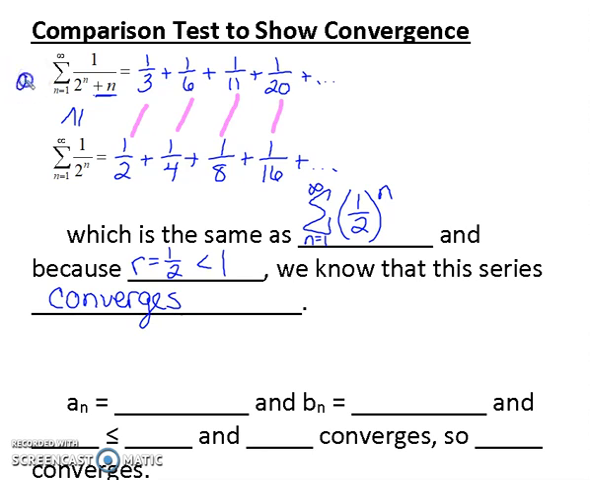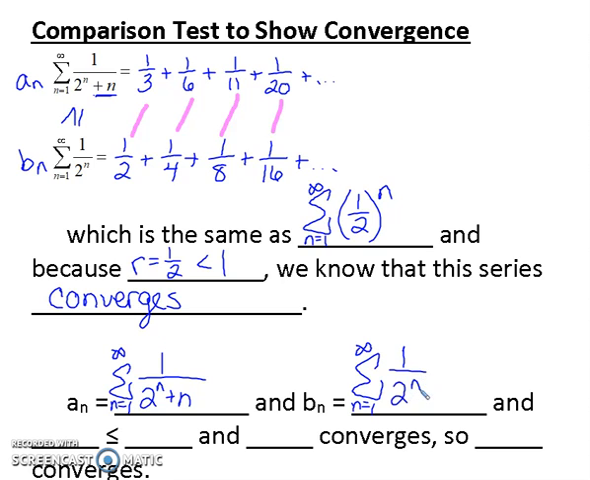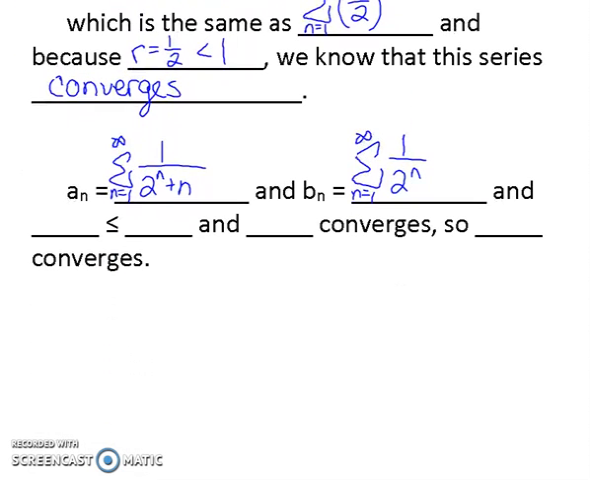So this is our smaller series, that's our a sub n, and this is our larger series, our b sub n. So a sub n is the sum from n equals 1 to infinity of 1 over 2^n plus n. And then b sub n is the sum from n equals 1 to infinity of 1 over 2^n. And a sub n is always less than or equal to the terms in b sub n. And b sub n converges, therefore a sub n converges.